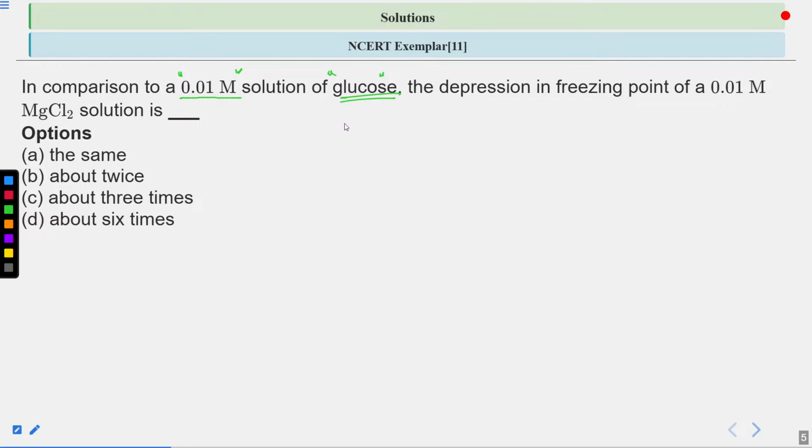What will be the comparison? How much will it increase or decrease, that you have to tell. And the options are the same, about twice, about 3 times, or about 6 times. So we have two different solutions with different concentrations. You have to compare their depression in the freezing point and then tell the answer. Okay, so you have some time, go through it and try to solve it. After that, we will continue to its correct answer.